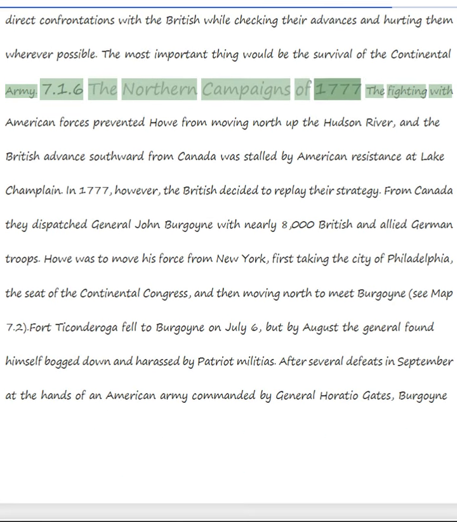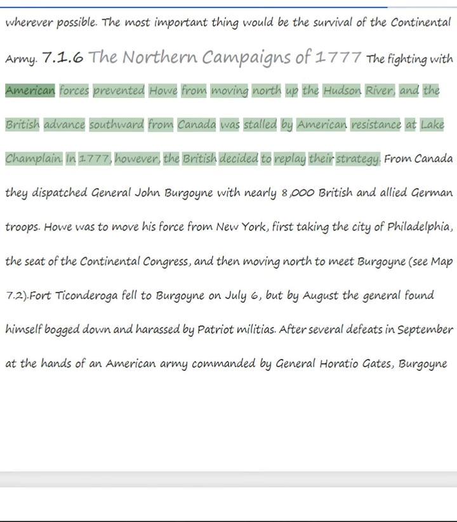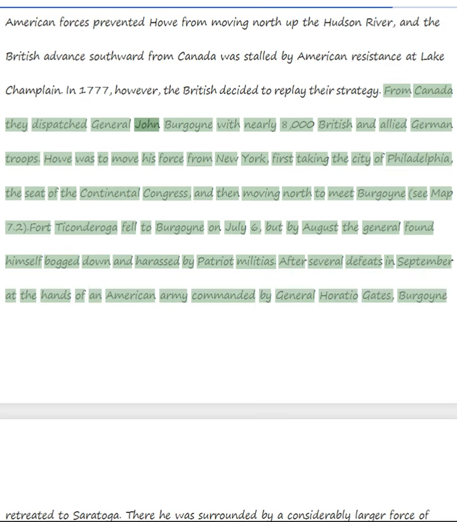7.1.6 The Northern Campaigns of 1777. The fighting with American forces prevented Howe from moving north up the Hudson River, and the British advance southward from Canada was stalled by American resistance at Lake Champlain. In 1777, however, the British decided to replay their strategy. From Canada they dispatched General John Burgoyne with nearly 8,000 British and Allied German troops. Howe was to move his force from New York, first taking the city of Philadelphia, the seat of the Continental Congress, and then moving north to meet Burgoyne.